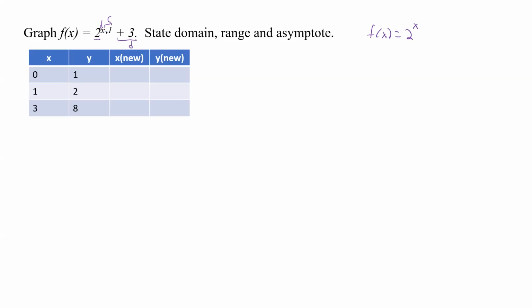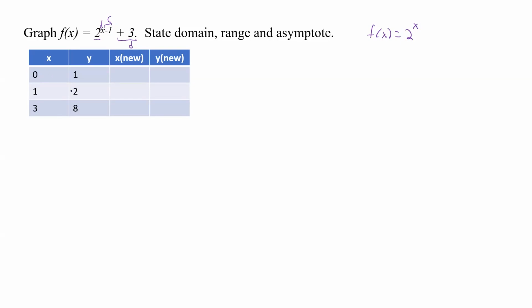So what does our c tell us? Well, it's going to be moving right 1 when we have x's. And this one's going to be moving up or down. Well, this is going to be moving up 3 for our y's. So now, I just used the same points as we had before, 0. If we plug in 0 here, we get 1. If we plug a 1 here, we get 2. If we plug in 3, we get 8.